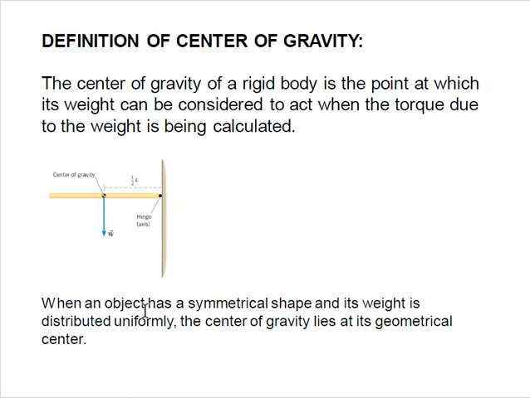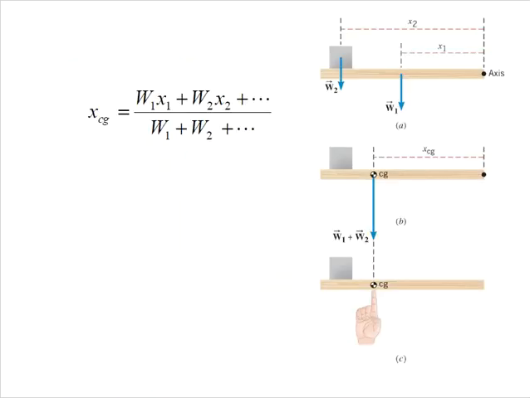But for any symmetrical shape, the weight is distributed uniformly. The center of mass lies at its geometric center. That's what we're most often going to deal with in this class. So how do we find the center of mass? We talked about this before, but let's talk about weights. So here's an axis.